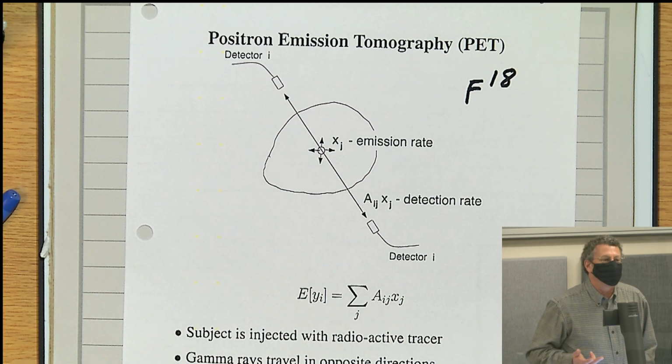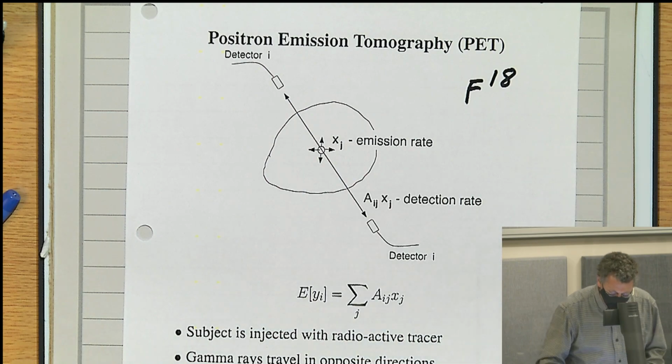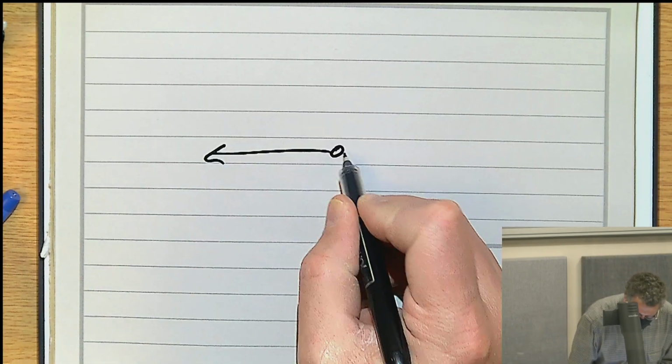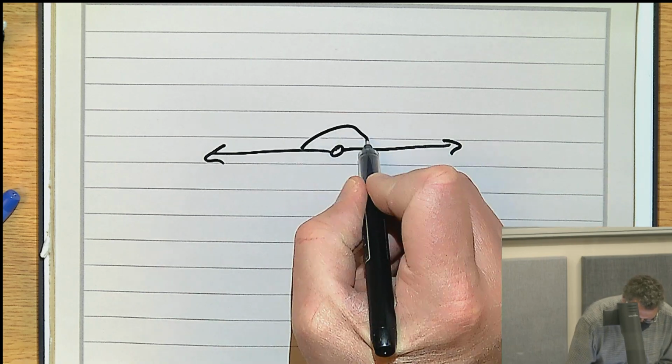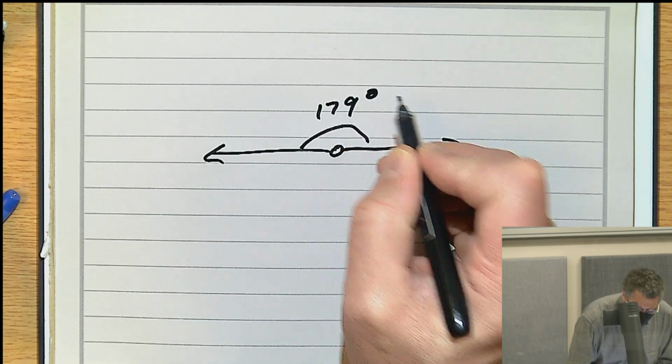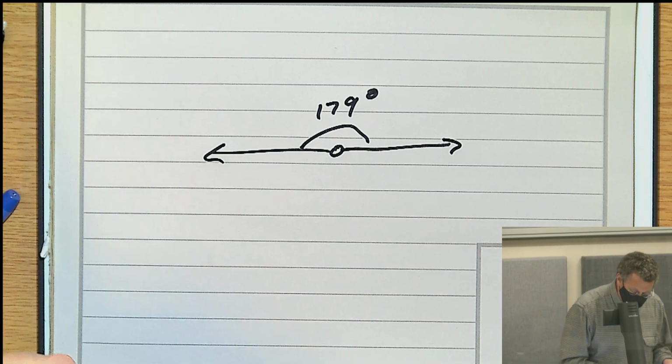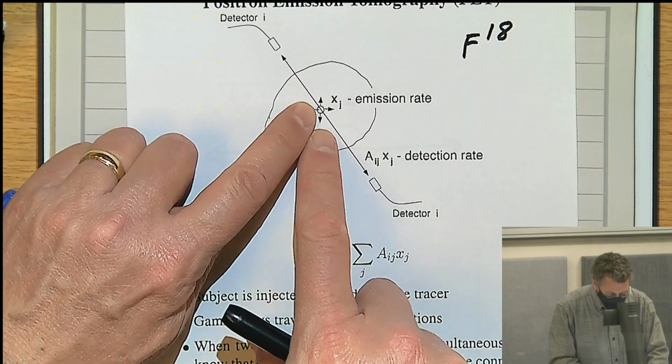It has to be 2 photons. Why? Because of conservation of momentum. But there's still a little bit of momentum in the positron. So the 2 photons that get emitted go in approximately opposite directions, but not exactly. It's 179 degrees, they say. It's not exactly 180 degrees, but it's approximate. So what happens is you get two photons.